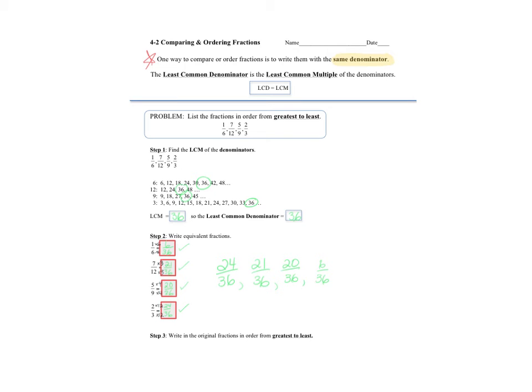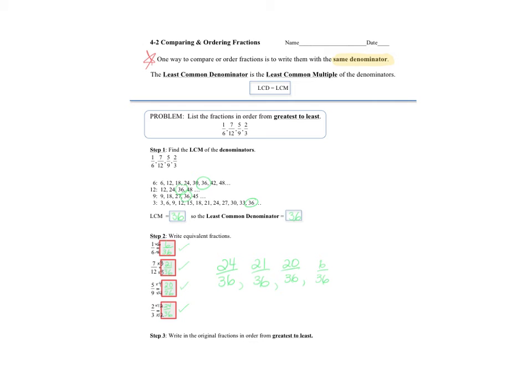And just to make sure you understand why we were able to order those so easily, what does 24/36 really mean? It means if I had something and I cut it into 36 pieces, I would get to have or eat 24 of them. This guy, I would only get to eat 21 of the 36 pieces. This one, I would only get 20 of the 36 pieces. And this, I'm only getting 6 of the 36 pieces. So 24/36 is obviously the largest amount of all of those fractions.